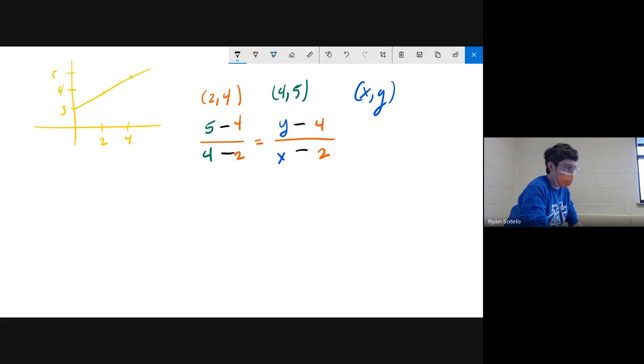So for this one, I could use either pair. I chose the smaller numbers because when I have to multiply and add, I like working with smaller numbers. So that was my choice.